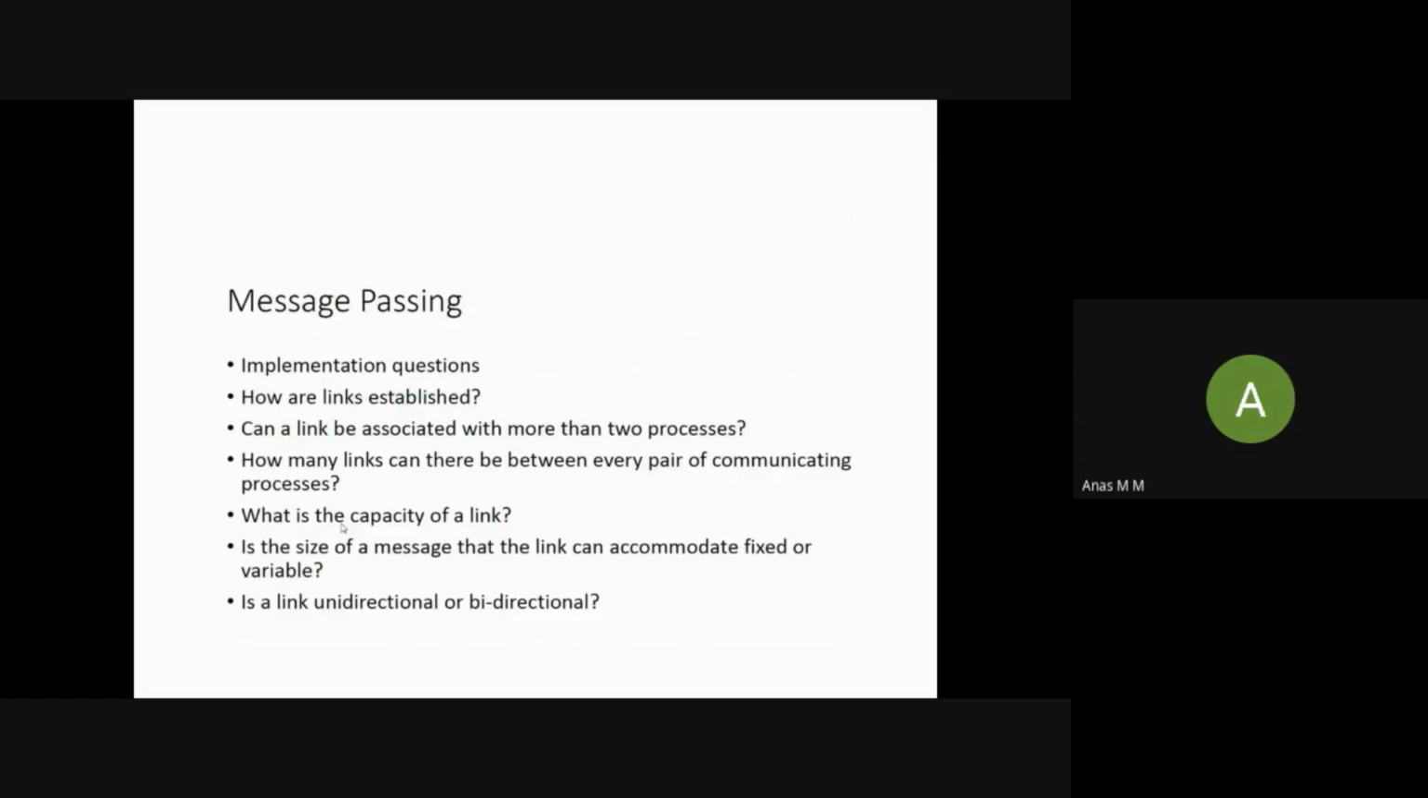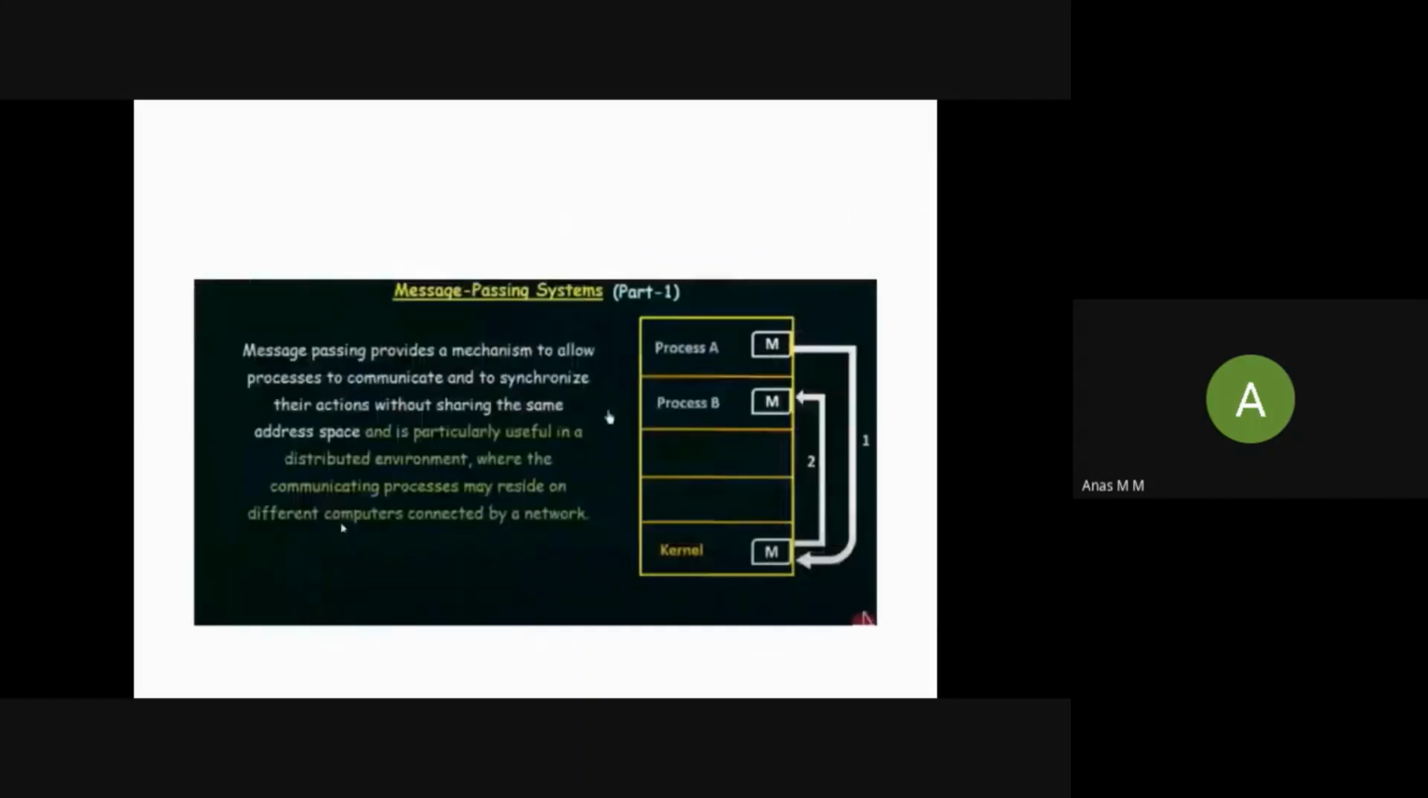Is the size of the message that the link accommodates fixed or variable? Is a link unidirectional or bidirectional? So these are some implementation questions that will be in our mind when it comes to message passing inter-process communication.